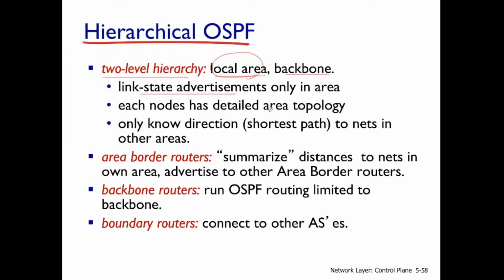Each node in each area is going to know the entire area's topology. The node inside an area will only know the direction to the area border routers in case the destination is outside of the area. These area border routers will summarize the distance to the destinations inside their own area and advertise to the other area border routers. That's how the area border routers discover each other at the higher level, and those advertisements will be shared by the backbone routers and the boundary routers.